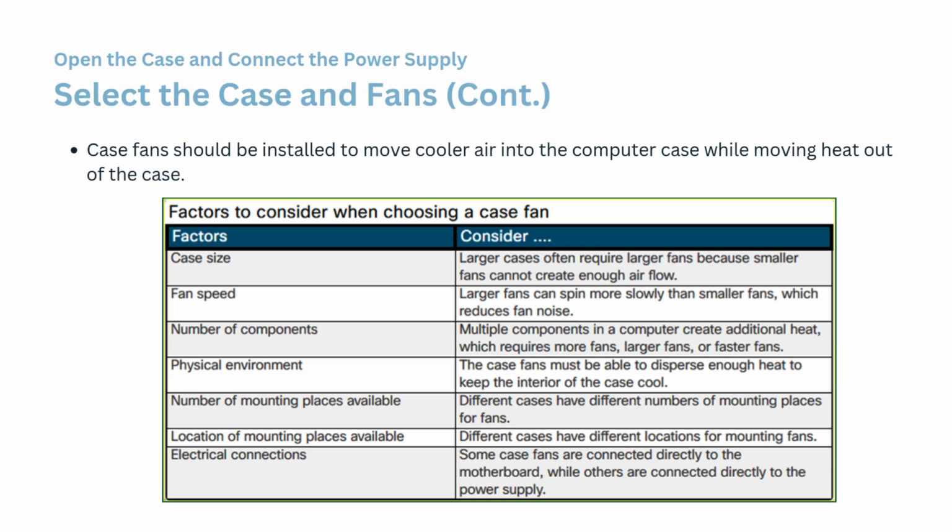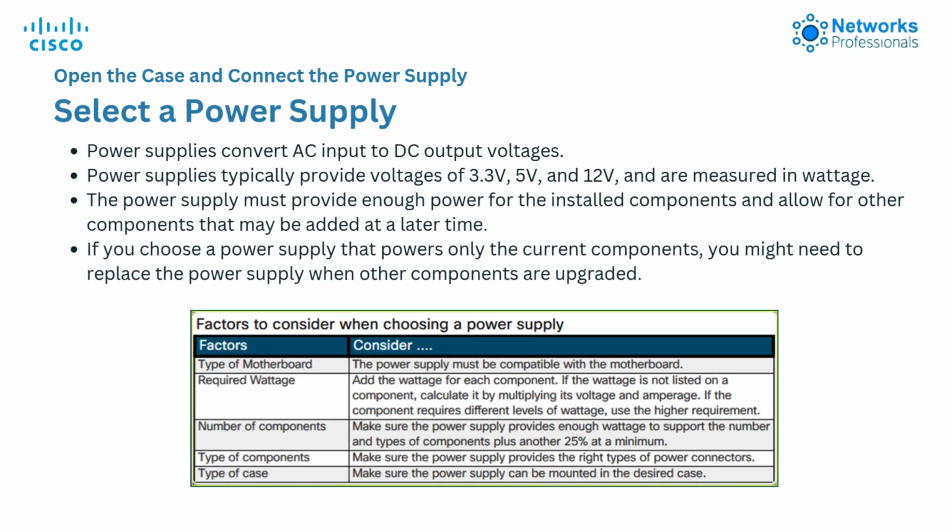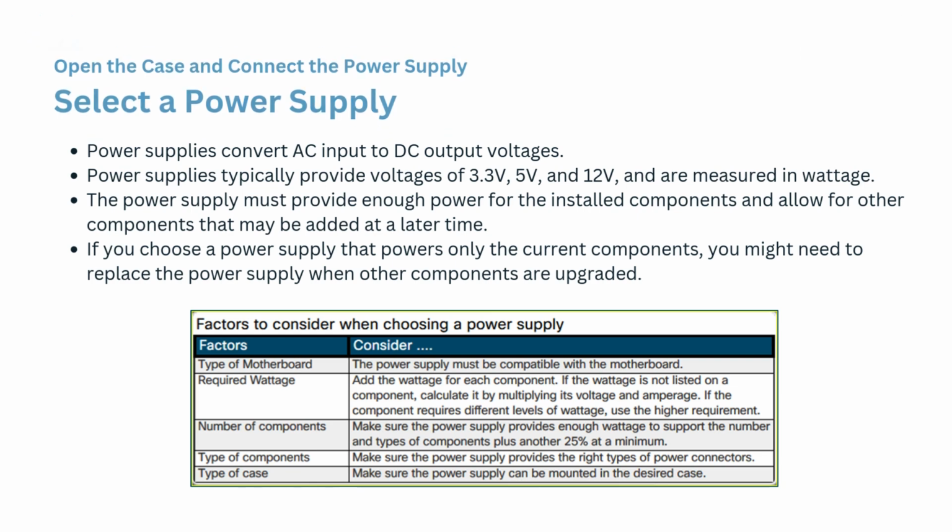Please read this carefully. Select a power supply. Power supplies convert AC input to DC output voltages. Power supplies typically provide voltages of 3.3 volts, 5 volts, and 12 volts, and are measured in wattage. The power supply must provide enough power for the installed components and allow for other components that may be added at a later time. If you choose a power supply that powers only the current components, you might need to replace the power supply when other components are upgraded. Factors to consider when choosing a power supply.